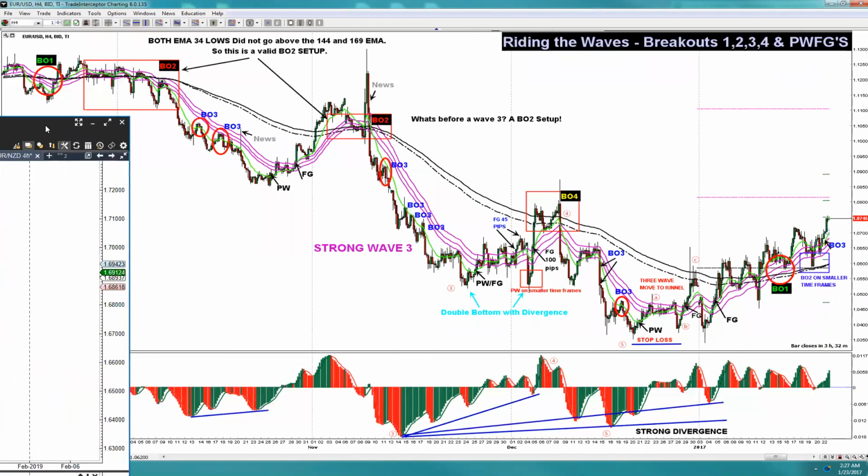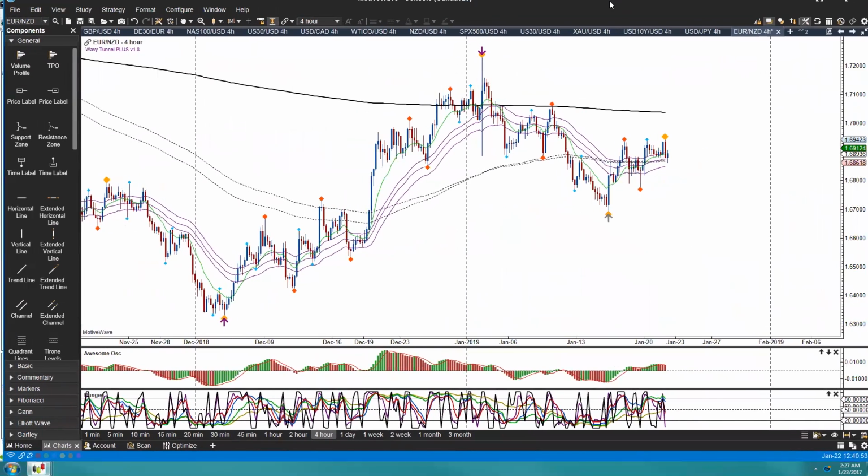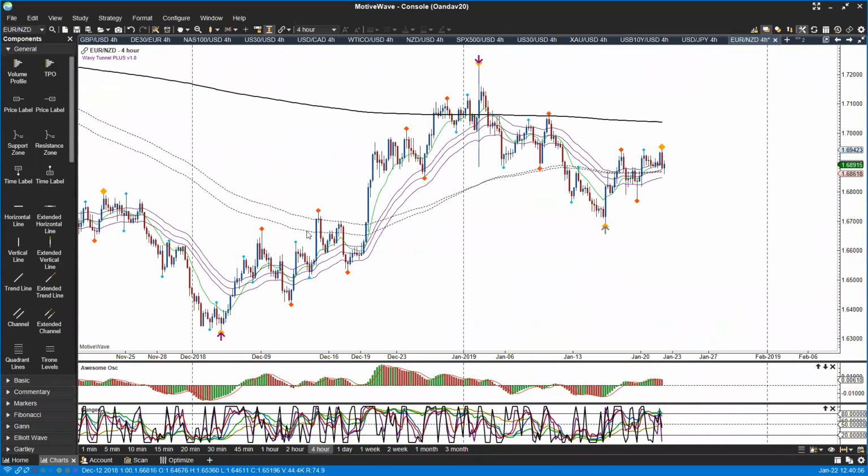I don't know exactly what this wave count is, but what if this piece here is a WXY? What if this whole piece here is a WXY? Right? We still exhibit the same characteristics up here. We have divergence. It's bar divergence, but we have divergence, and we have the PW and the retracement and the fill the gap. And maybe this is a 3-wave move, a 3-wave correction.